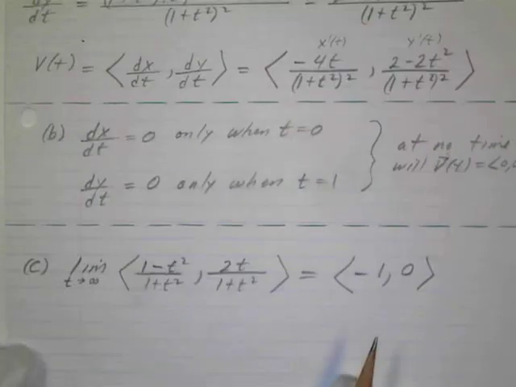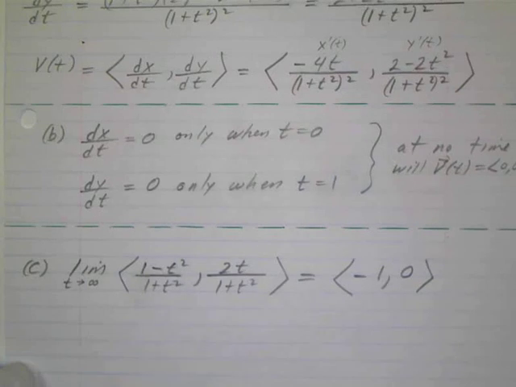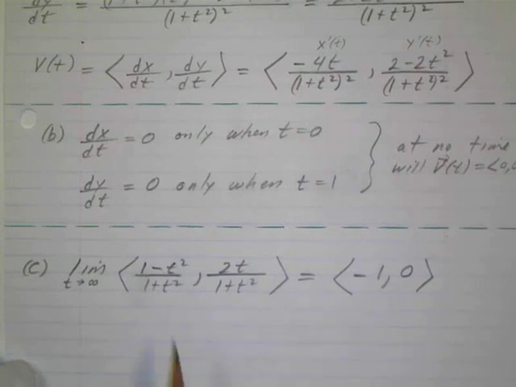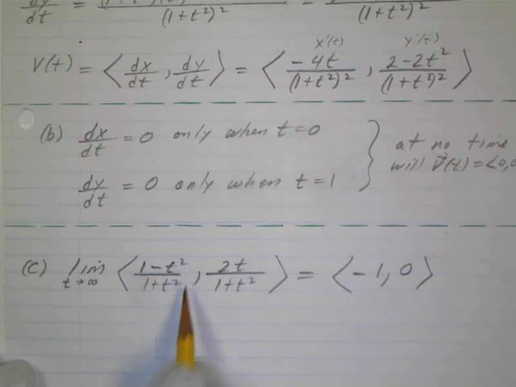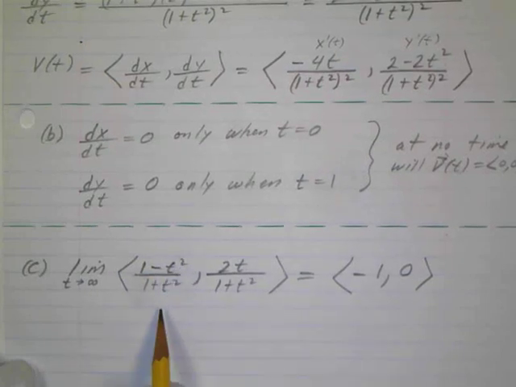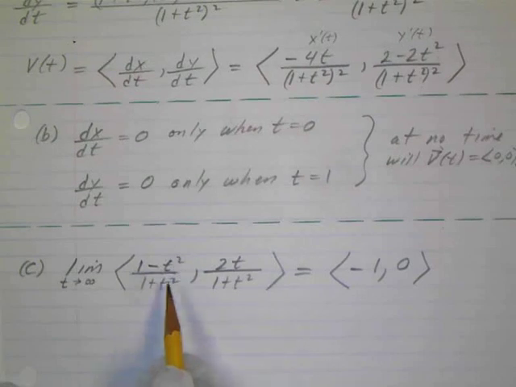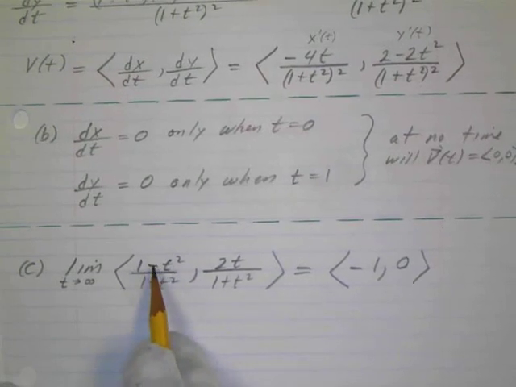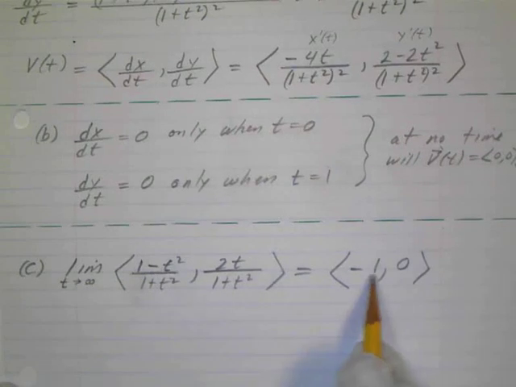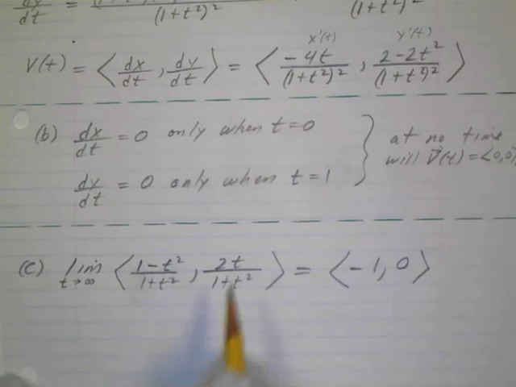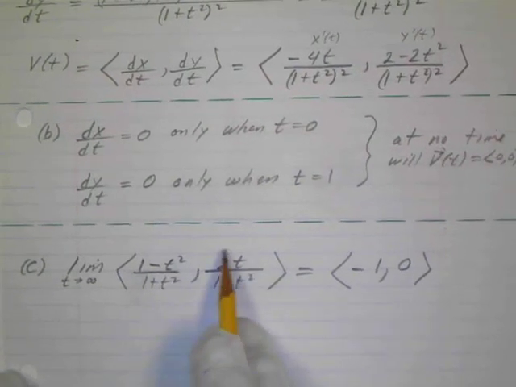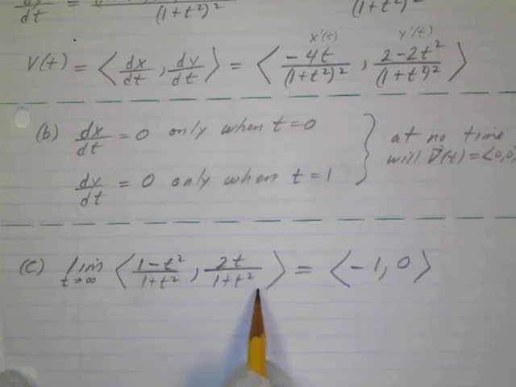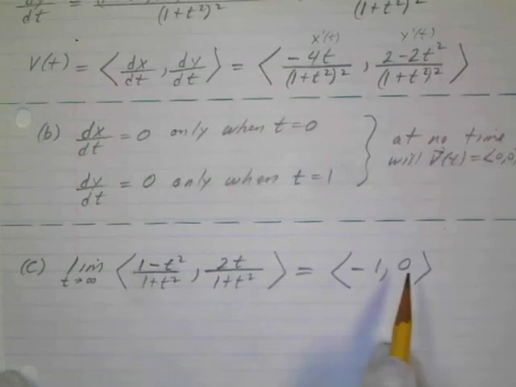So we're just going to take the limit of each of these components and find out where it goes as t goes to infinity. As t goes to infinity of this, we are using just our rational function rules. Here the highest degree is the same, so we just take a look at the ratio of the highest degrees, and that's just going to be negative 1 over 1, or just negative 1. If we take this limit, we can see that the degree of the top is smaller than the degree of the bottom. So as t approaches infinity, this approaches 0. So there's your point.